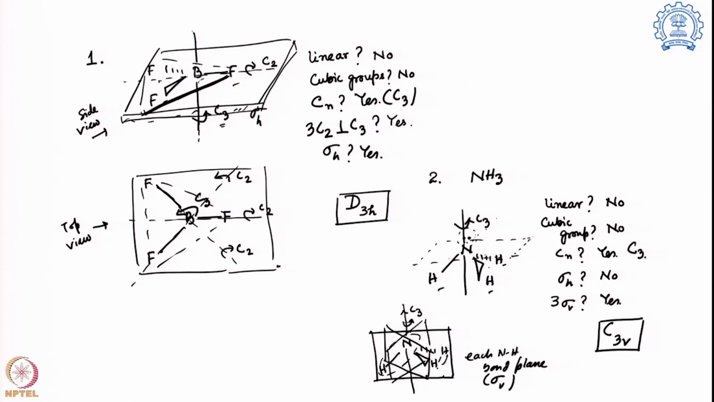So, those are the 2 examples we have gone through so far. Now, we are going to move a little bit further after BF3 and ammonia. We go to the next set of examples. The next example I am going to do is N2F2.